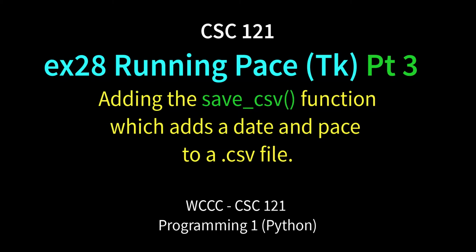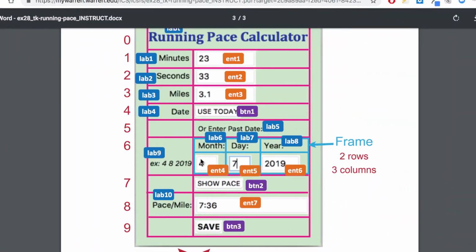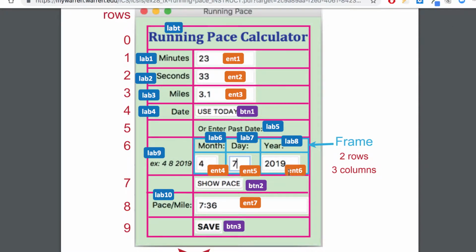And what we're going to be doing now is putting our function on our save button that's going to take our pace and whatever date is in there, either today's date or whatever somebody enters in there, and puts it into a CSV file. And it's very much like the text files that we've worked with before. We actually did a CSV file on EX27, so feel free to look back at EX27 or look at your code for EX27. That should help you out.